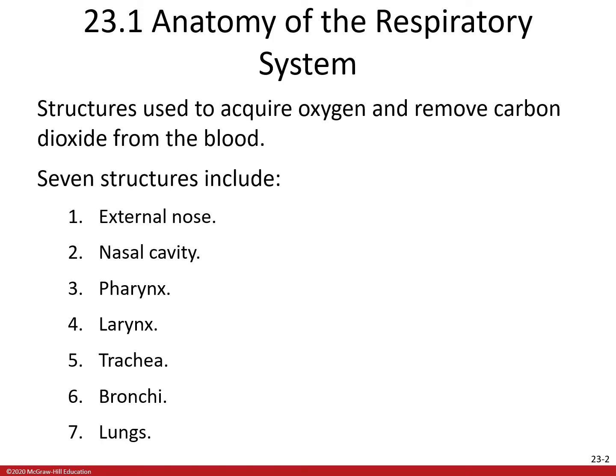The first thing that we're going to cover is all the primary structures that are going to be used to acquire oxygen and remove carbon dioxide from the blood. There are 7 primary structures: the external nose, the nasal cavity, the pharynx, the larynx, the trachea, bronchi, and then the lungs.